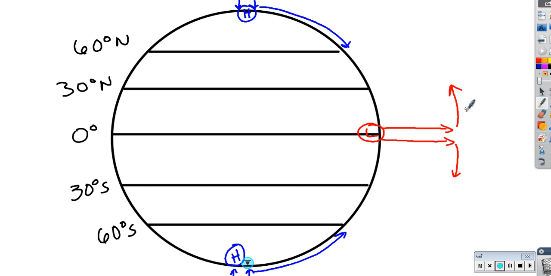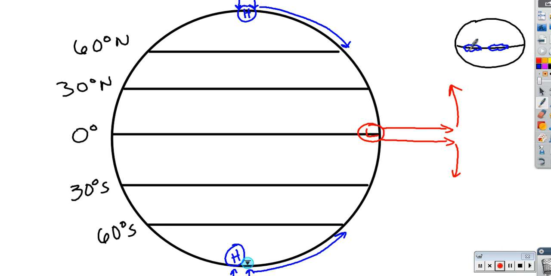I'm going to draw another Earth here, and I want to illustrate for you what's happening aloft. All right, so not to be confused with what we're going to draw over here, the surface wind patterns. What I'm going to draw over here for you in red is what's happening aloft. So these are the clouds that form over the equator where you have this low pressure.